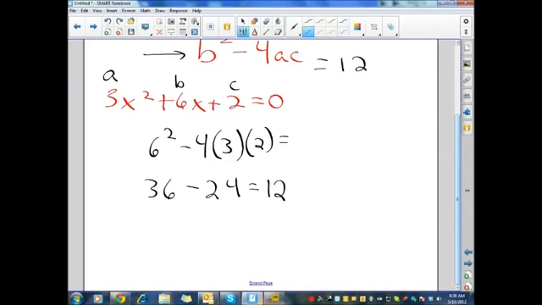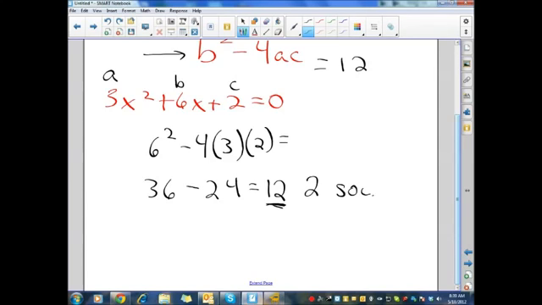What does that mean as far as how many solutions there are? 2. How do you know? Very good. If it's a positive number, then you know there are going to be 2 solutions. So since it's a positive number, you would tell me it has 2 solutions.